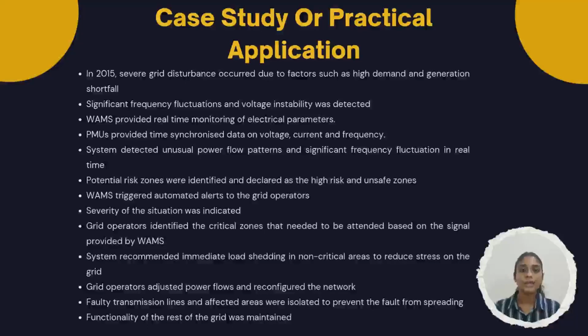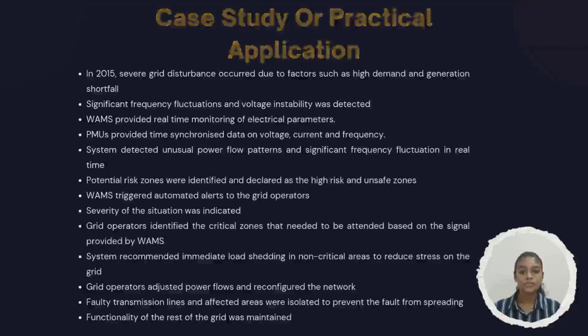The system recommended immediate load shedding in non-critical areas to reduce stress on the grid. Grid operators adjusted power flows and reconfigured the network to stabilize the voltage and frequency levels. The faulty transmission lines and affected areas were isolated to prevent the fault from spreading. The fast act of isolating the faults helped in maintaining the functionality of the rest of the grid.